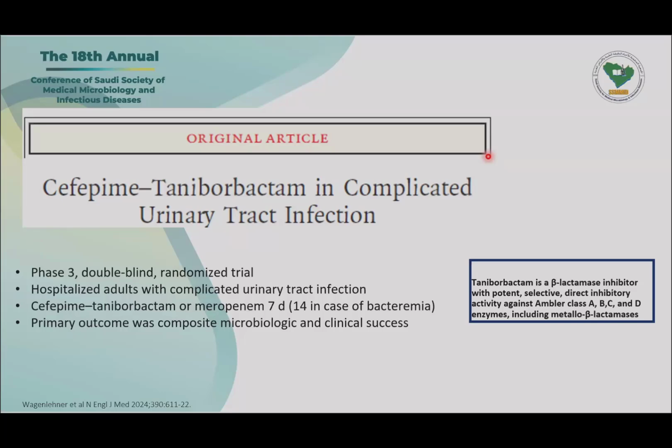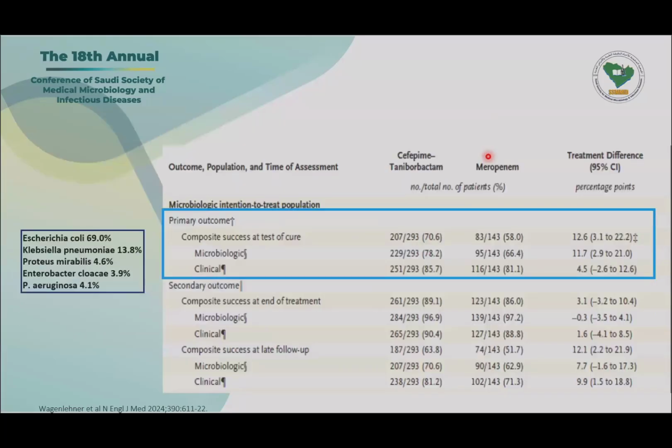The primary outcome was composite microbiological and clinical success. So this is a UTI. As expected, the main pathogen was E. coli, around 70%. Other bacteria, Klebsiella, Proteus, Enterobacter, and Pseudomonas, represent around 4%. The main outcome, in the intent to treat population, was the microbiologic composite success rate of cure, which fell within the non-inferiority margin.